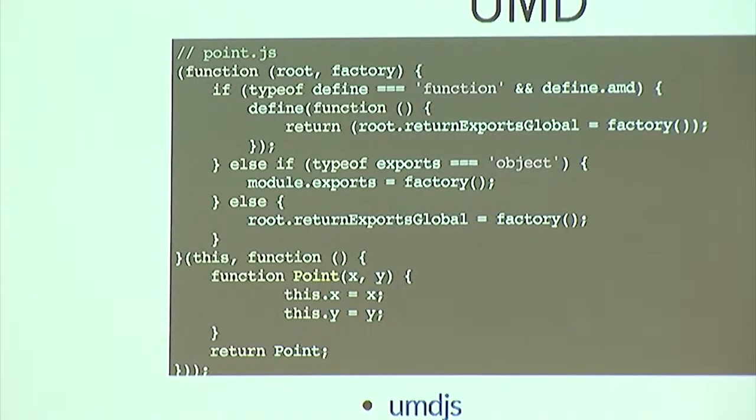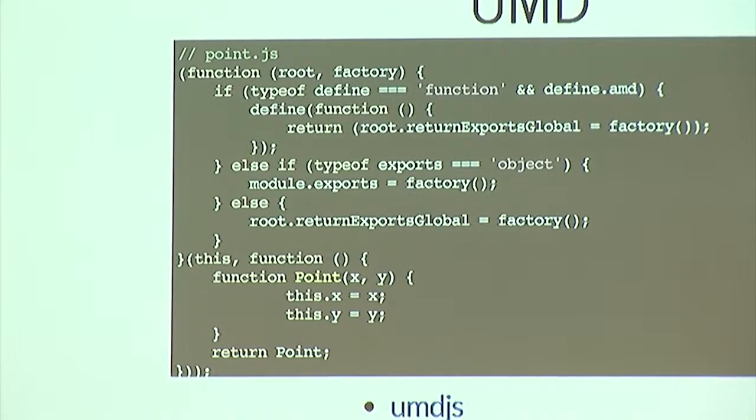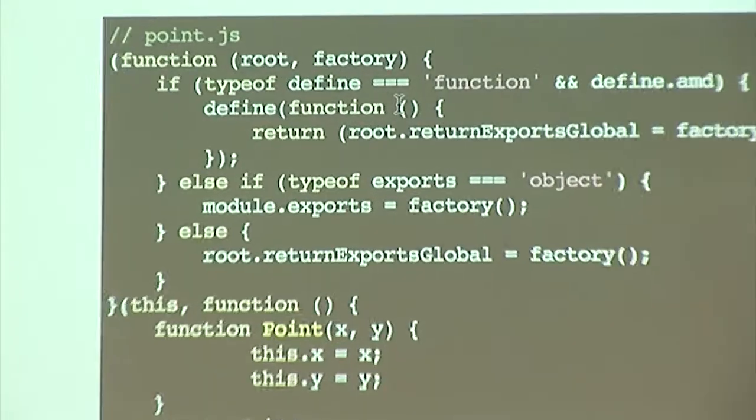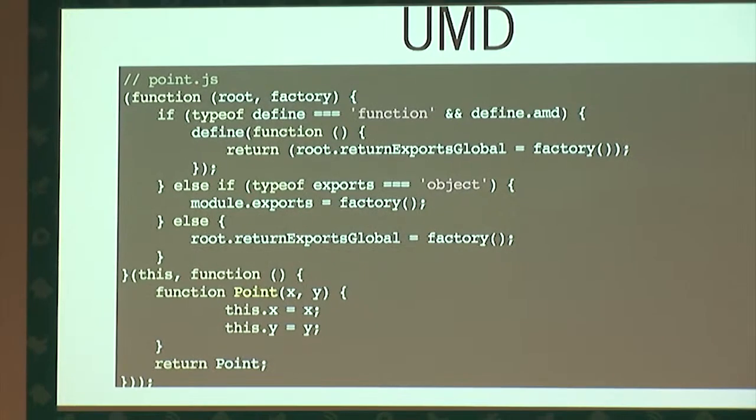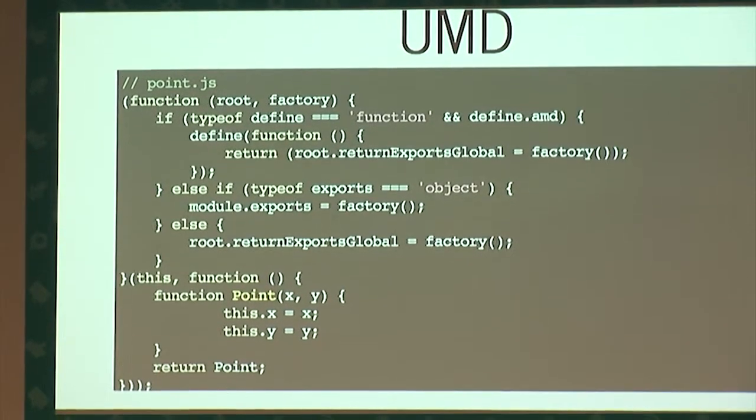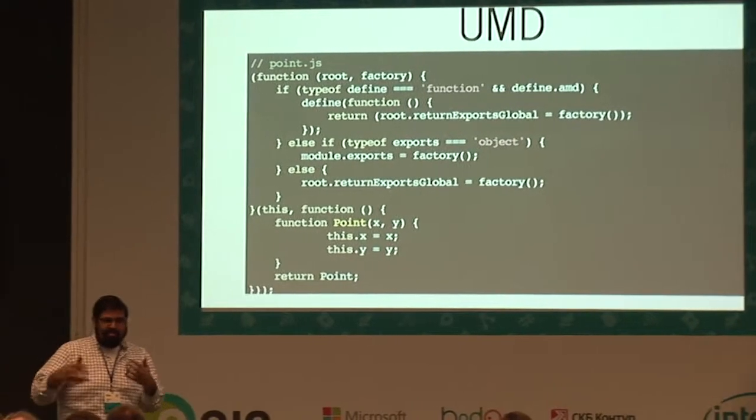You can add on top of any module that you're defining all of this boilerplate right here. What this code is doing is checking, am I in a CommonJS situation? If I am, wire everything up one way.